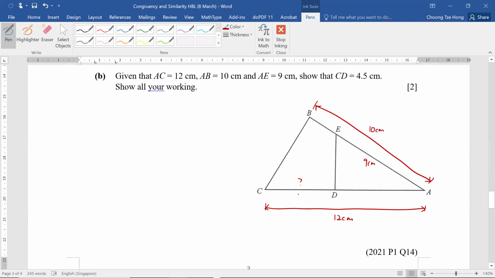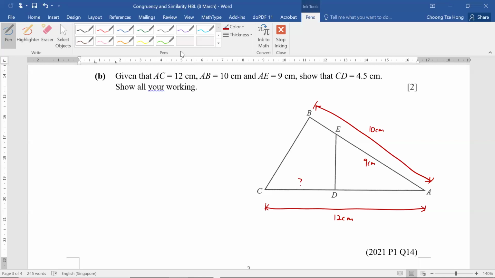But now they make it slightly easier for you by guiding you, by at least allowing you to verify your final answer, because they ask you to show that it's 4.5. So if you get something other than 4.5, then you know that something went wrong over here.